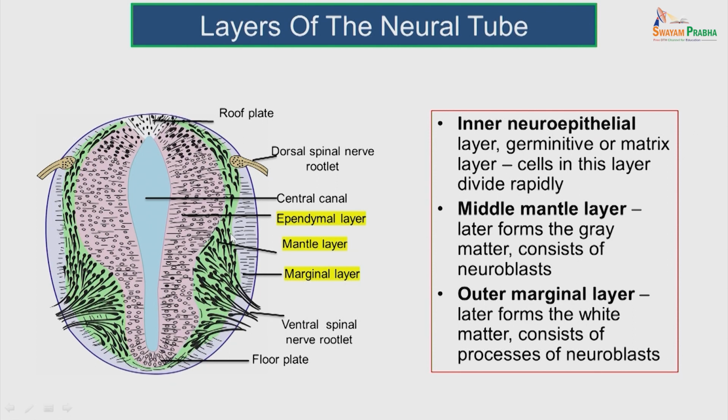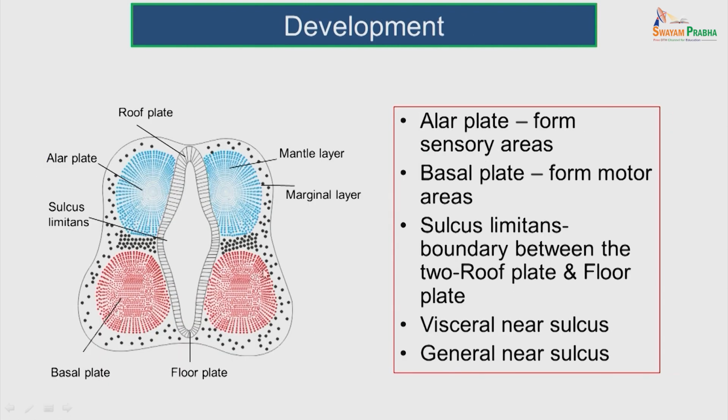Now, let us see in each region what happens, and how these functional components are formed. As the neural tube is developing, there is a sulcus limitans. This divides the tube into the ventral part, called the basal plate, and the dorsal part, called the alar plate. The sulcus limitans is the one dividing it into basal and alar. The alar is sensory and the basal becomes motor. You can also see the roof plate and the floor plate, and the layers of cells remain the same in the neural tube.